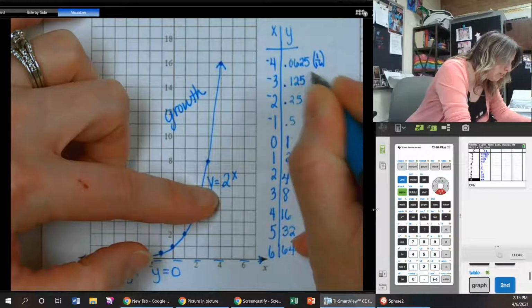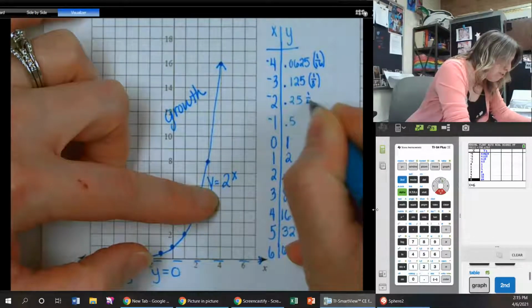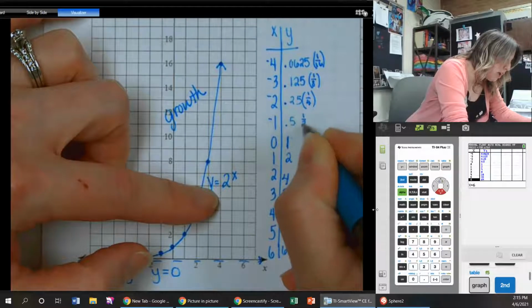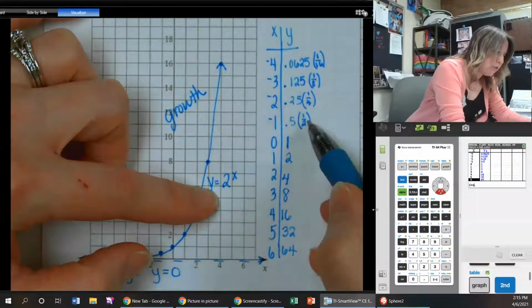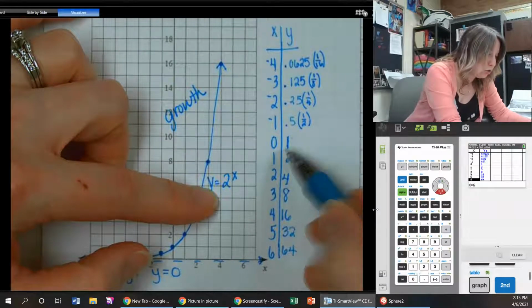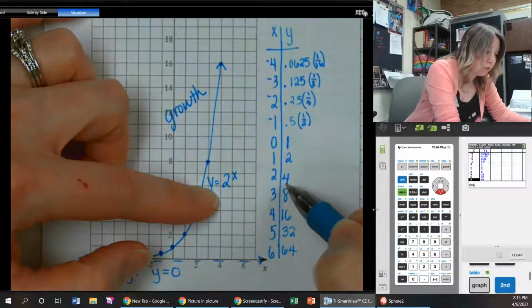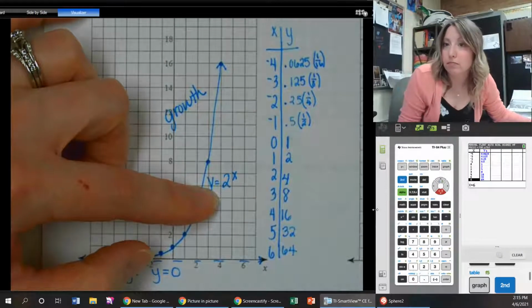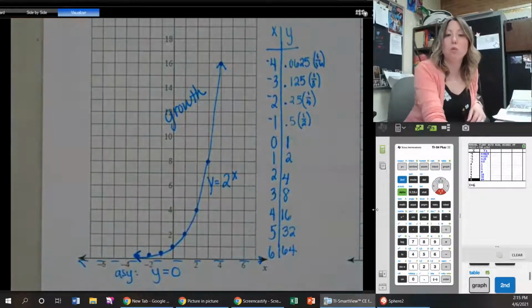This is 1/8 as a fraction. This is 1/4 as a fraction. This is 1/2 as a fraction. Then, of course, 1/2 plus 1/2 is 1. 1 plus 1 is 2. 2 plus 2 is 4. 4 plus 4 is 8. Doubling. That's how I'm getting from one y to the next as I go.